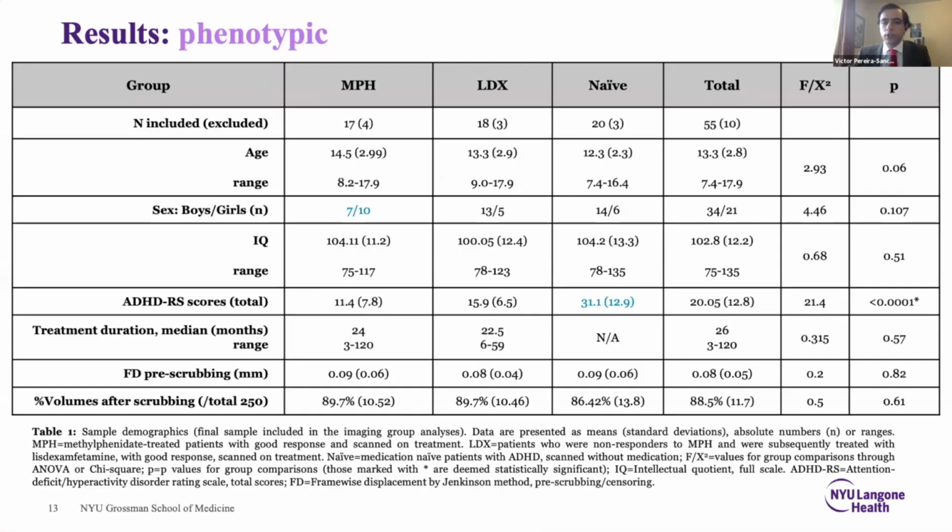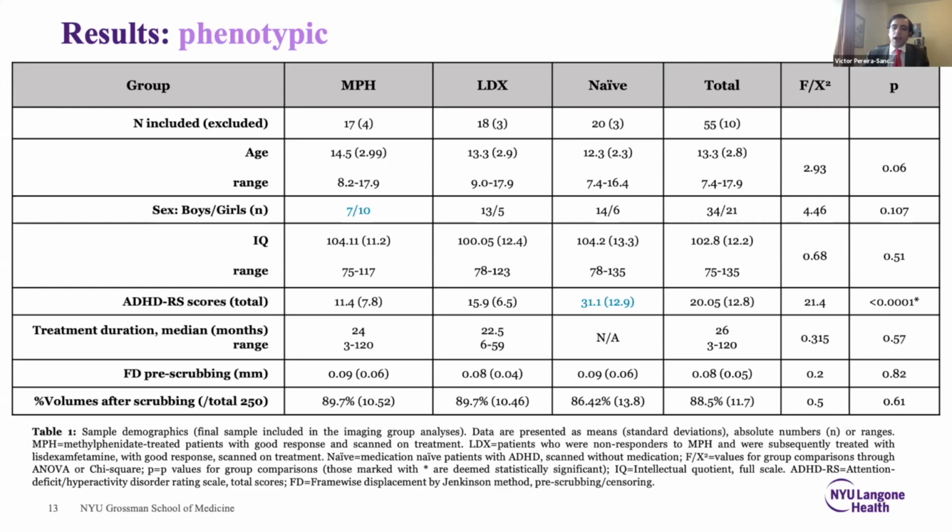This table shows the phenotypic characteristics of subjects across groups. A total set of 55 subjects was included after quality control. Age was between 12 and 14, younger for the treatment-naive group. Girls were overrepresented versus boys only in the methylphenidate group.